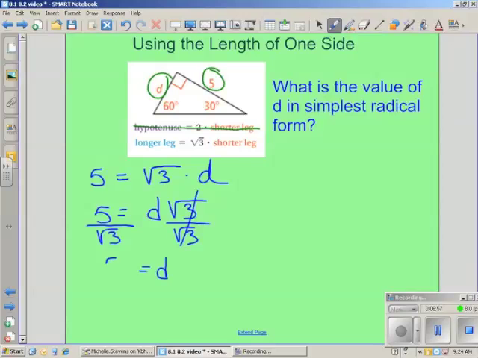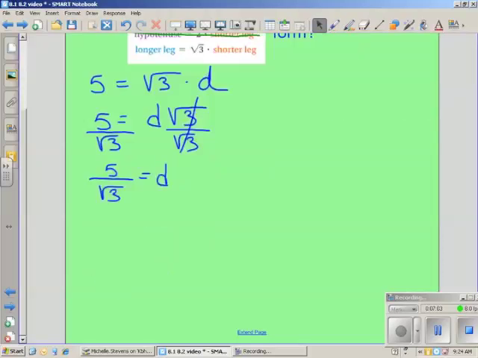And now we have 5 divided by radical 3. Just like we learned before, we cannot have a radical in the denominator. So the value is not in simplest radical form because there's a radical there. So multiply by a form of 1. We have 5 over radical 3, and we'll multiply by radical 3 over radical 3, which is a form of 1.